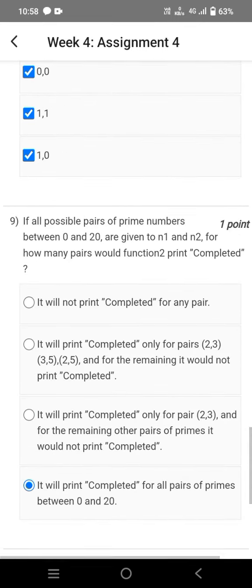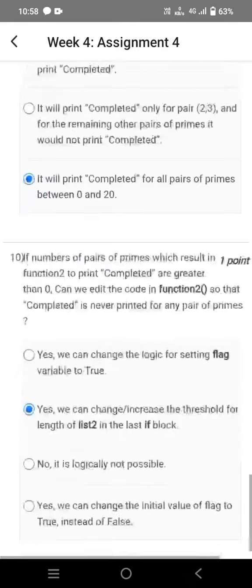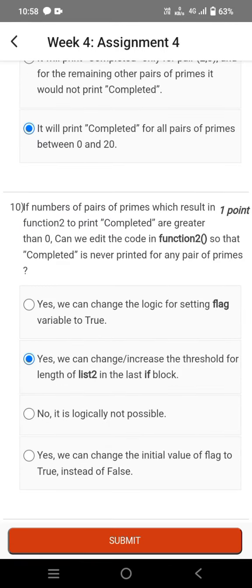Question 9th, the answer will be option D. Question 10th, the answer will be option B.